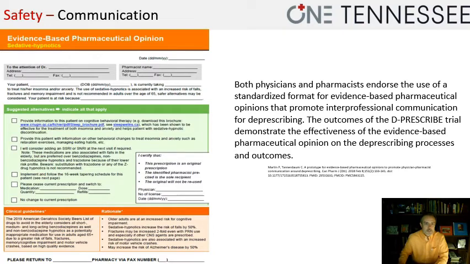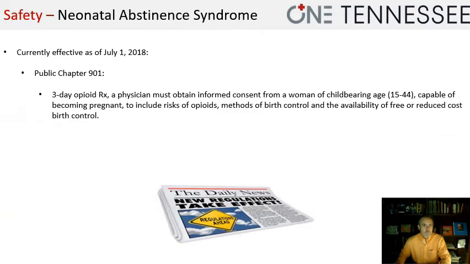Other safety concerns involve neonatal abstinence syndrome, and currently effective as of July 1st, 2018, Public Chapter 901 states that for a 3-day opioid prescription, a physician must obtain informed consent from a woman of childbearing age, defined as ages 15 to 44, capable of becoming pregnant, to include risks of opioids, methods of birth control, and the availability of free or reduced cost birth control. So again, this is for any prescription of 3 days or more involving an opioid.